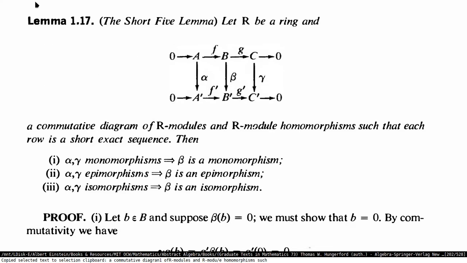Right. So if this diagram is commutative, then if alpha and gamma are injective, then beta is injective, that is, it's a monomorphism. If alpha and gamma are surjective, then beta is surjective. If alpha and gamma are isomorphisms, then beta is an isomorphism.